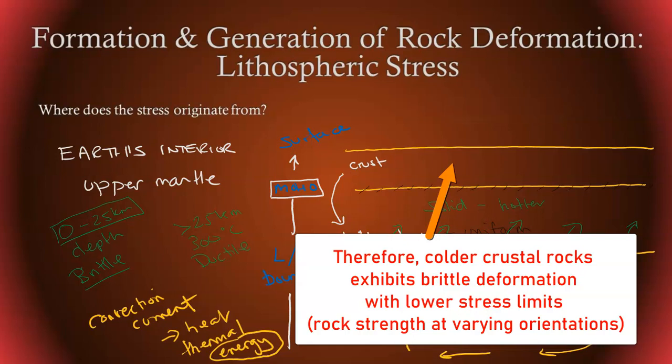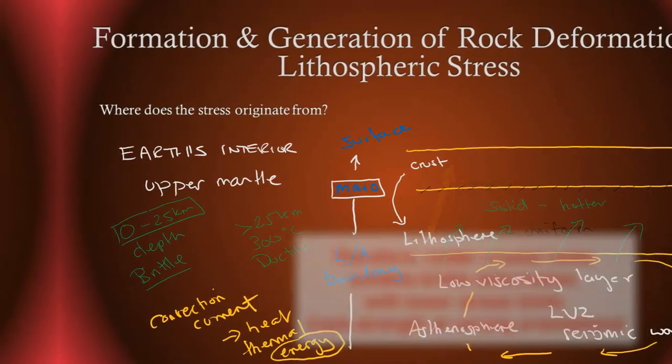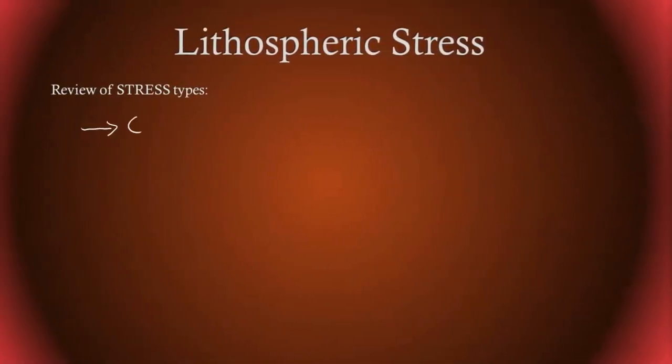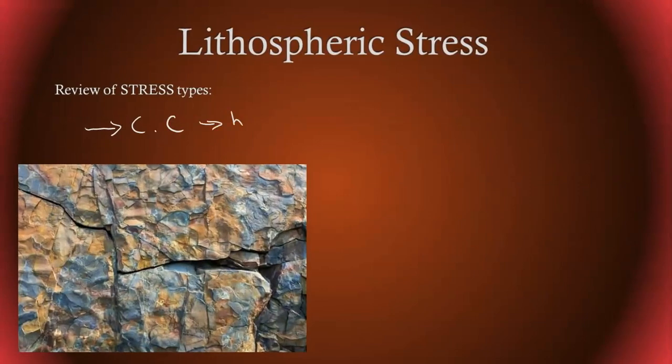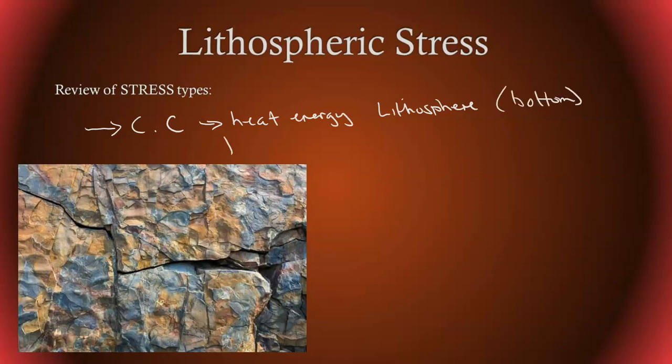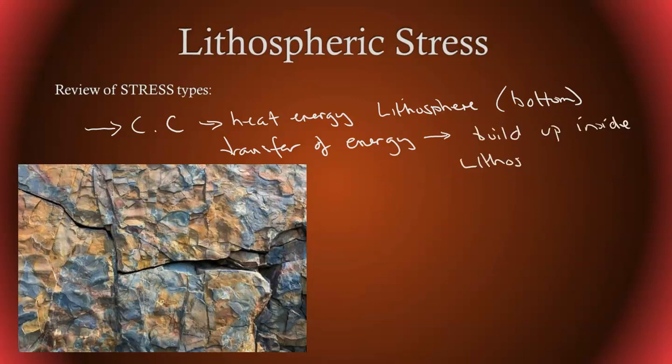And these plates, both major and minor and micro, are going to be created on the Earth's surface, and because the stress, the heat energy is transferred into the lithosphere and the stress builds up, you get the formation of these plate boundaries and these plates. We established that the convection currents, or CC, are going to add heat energy into the lithosphere at the bottom, and this transfer of energy will continue to build up inside the lithospheric rocks.